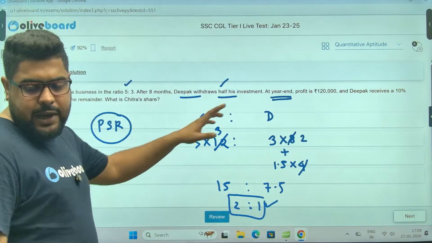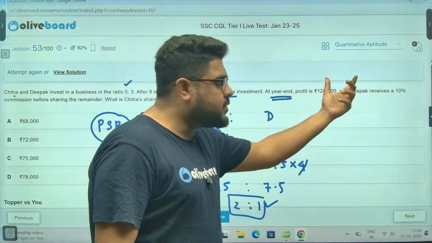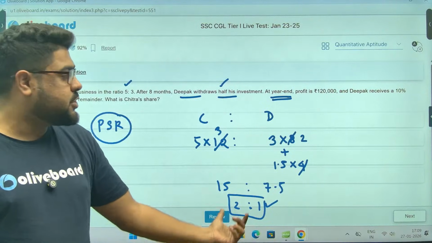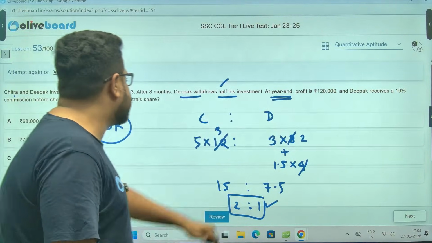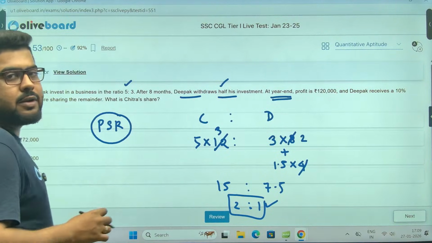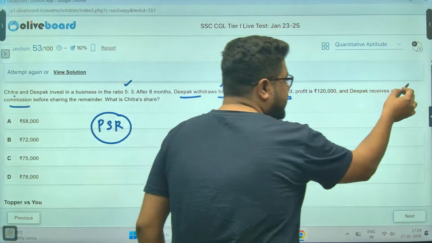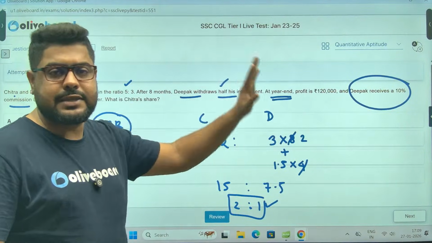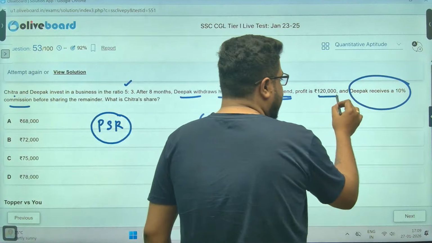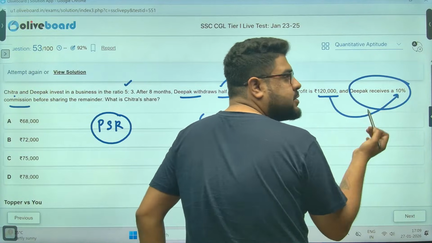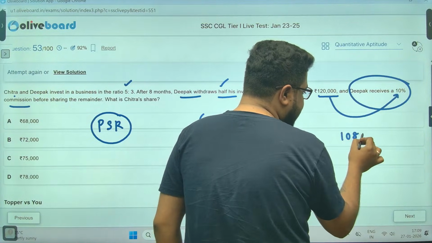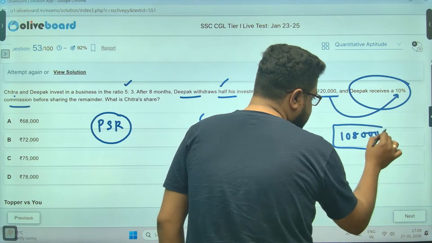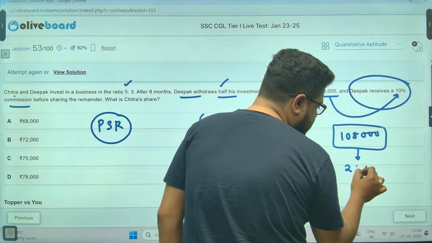Now, but again, you cannot just say 1,20,000 and divide it in 2:1, because there is a 10% commission going on. Always remember, commission gets taken beforehand, before the sharing is done. So 1,20,000, 10% meaning 12,000 gone. So we will have 1,08,000 remaining. This will get divided into 2:1.